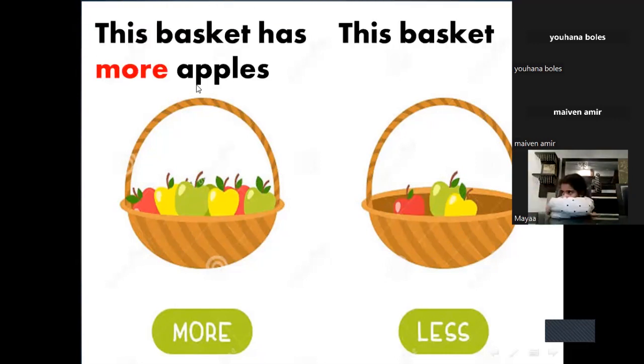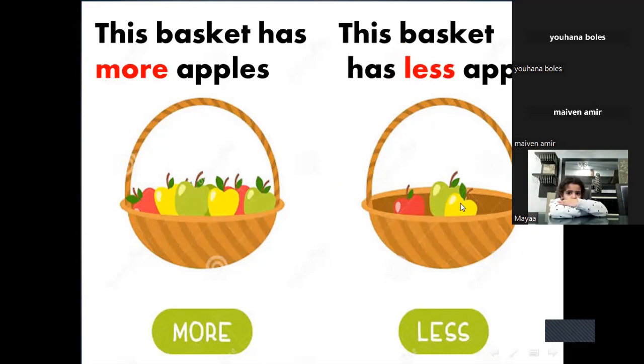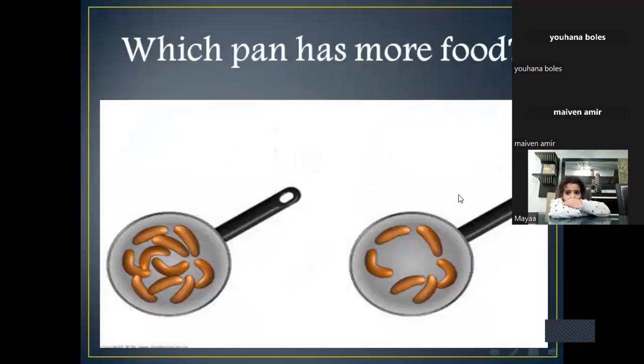So this basket has more apples. But this basket has less apples. Okay, you got it? It's a very easy concept. So now we will answer together these questions. I will ask you, which pan here has more food? Let's count together to know the answer.